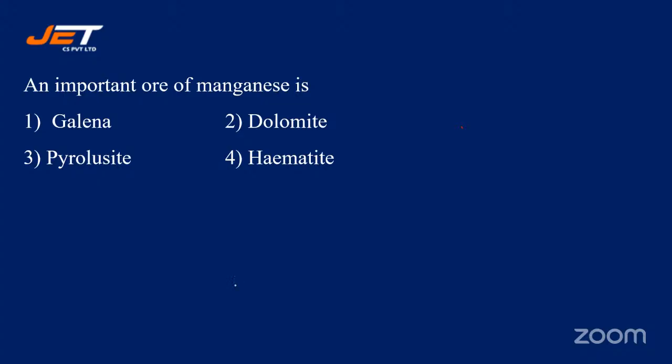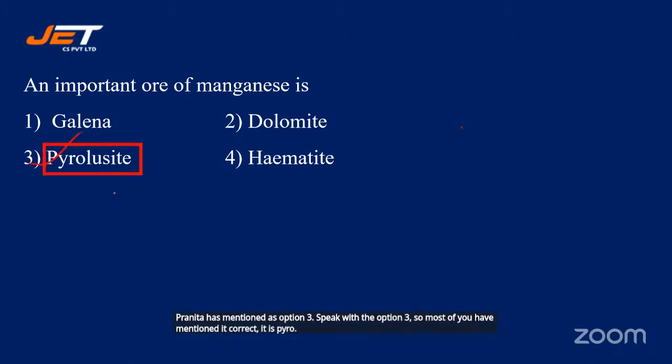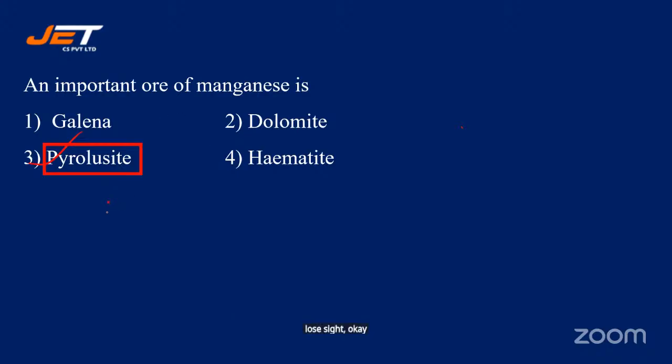Afia has mentioned it as option 2. Dastagir has mentioned it as pyrolusite. Pranita has mentioned it as option 3. Swikruti, option 3. So most of you have mentioned it correct. It is pyrolusite. Okay, pyrolusite is nothing but manganese dioxide, MnO2, and the chief ore of manganese.